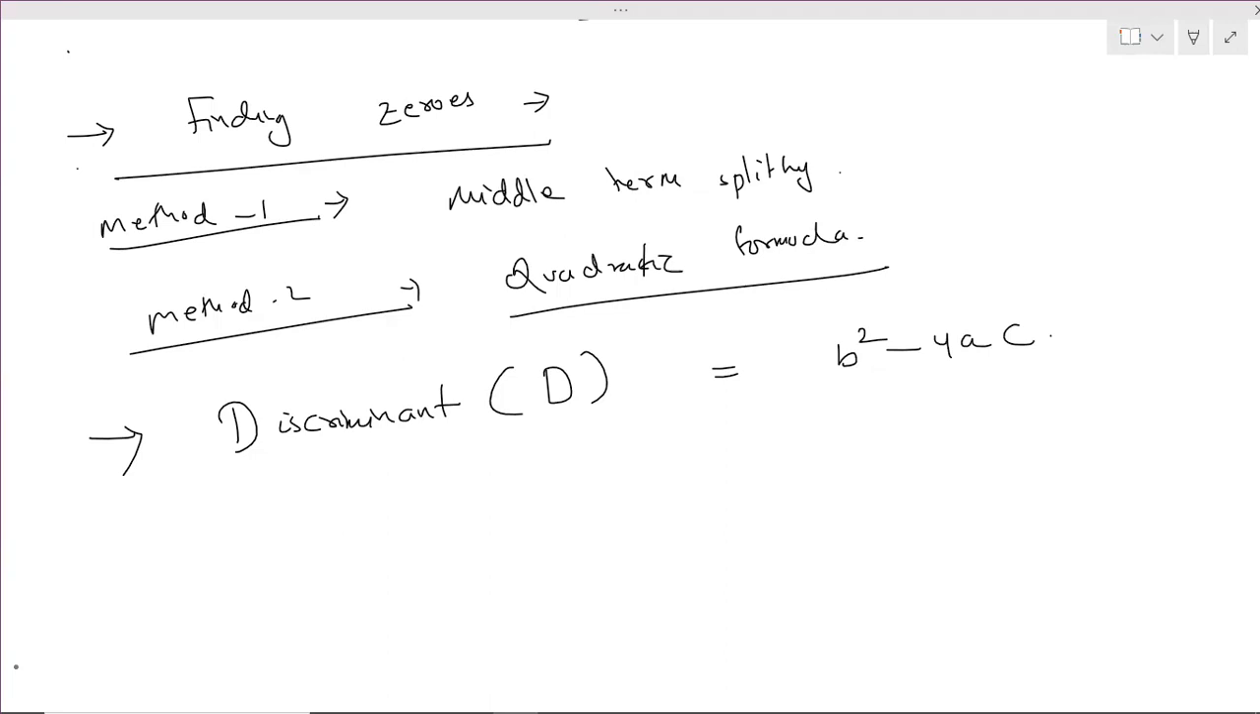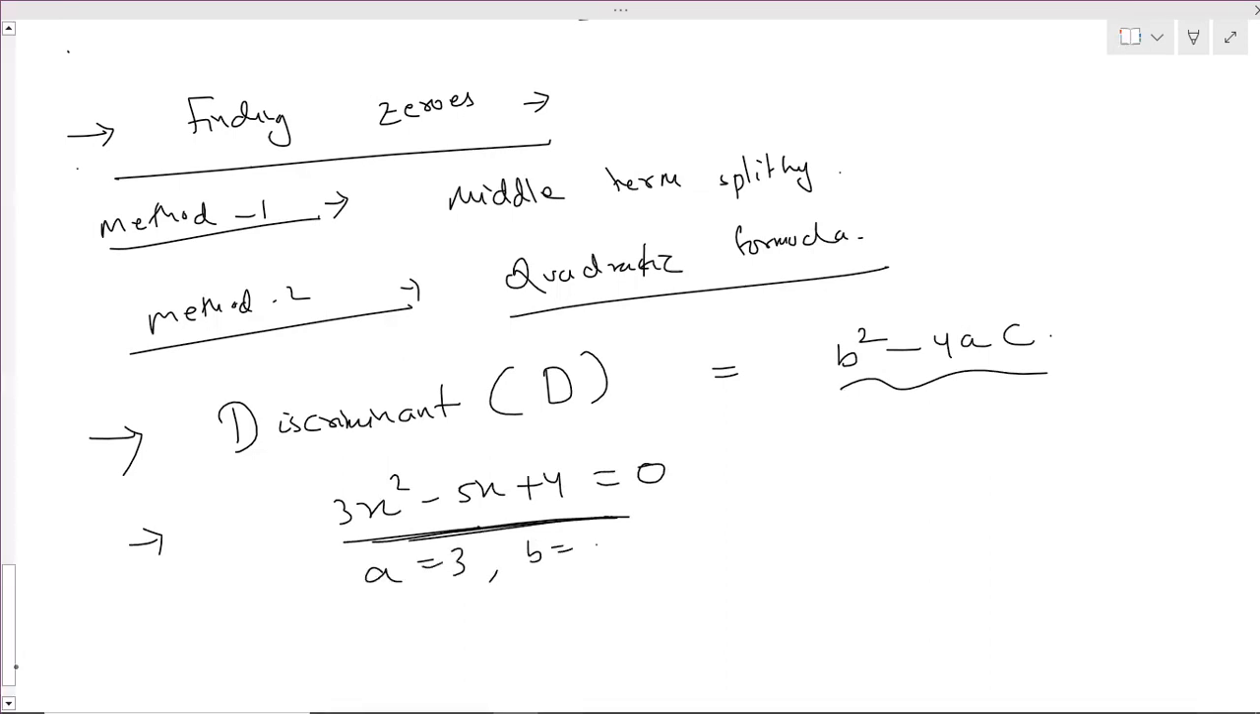So what does it mean? If I give you this equation, can you tell me what is a here, what is b here, what is c here? A is 3, B is -5, C is 4. So if anyone asks, find the discriminant or D, this is also called discriminator. So many names.